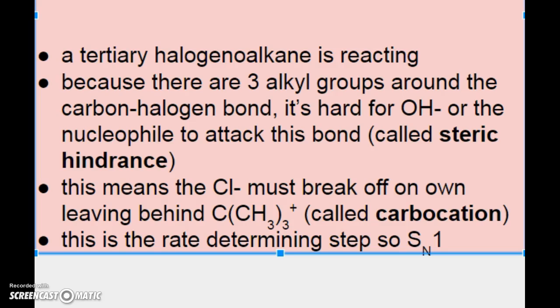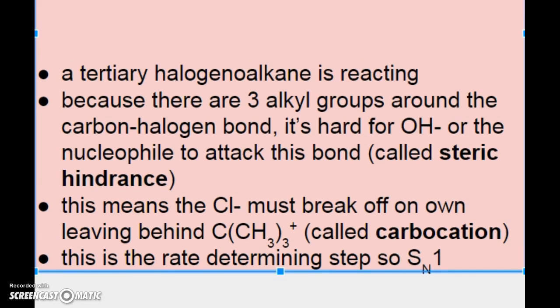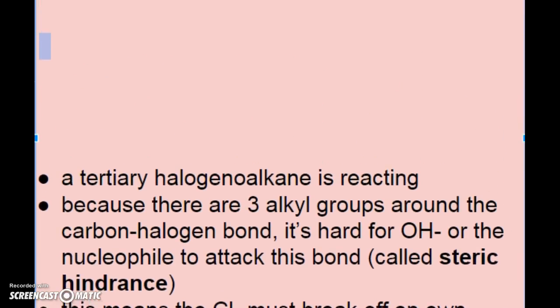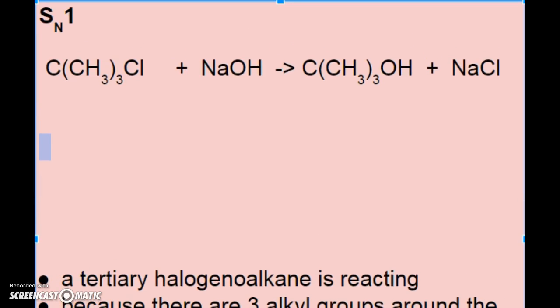And then this is the rate determining step, so it's only dependent on the Cl breaking off and leaving behind that positive species. So this is considered an SN1 reaction, because at this point the concentration of OH has nothing to do with how quickly this reaction will take place. So if we take a look at the SN1 mechanism here, I've got my tertiary carbon. So there's a CH3 group here, a CH3 group here, and a CH3 group here, all getting in the way.